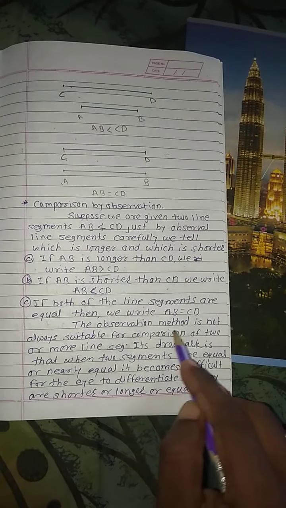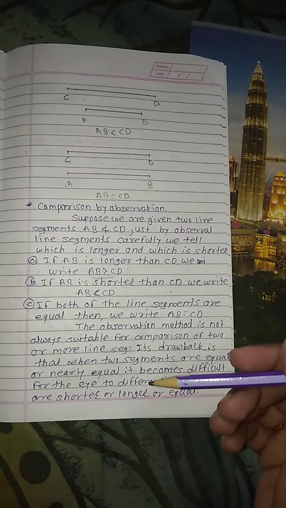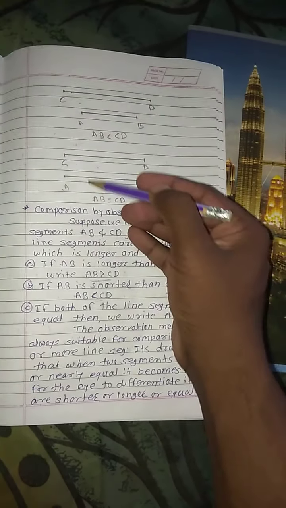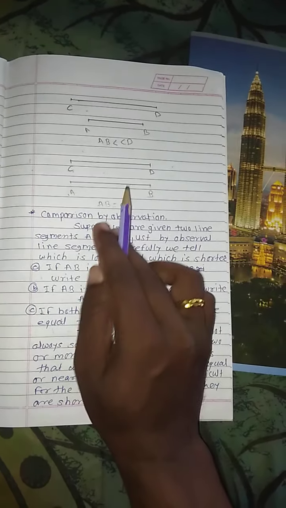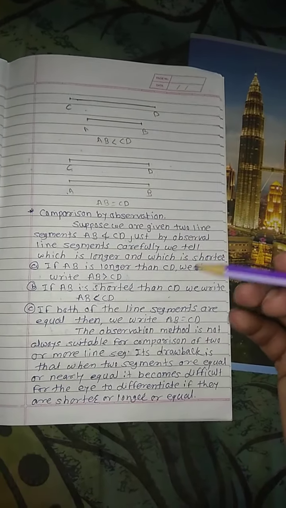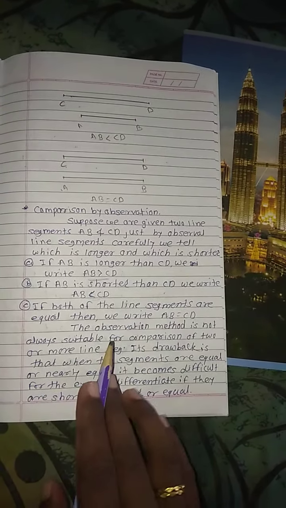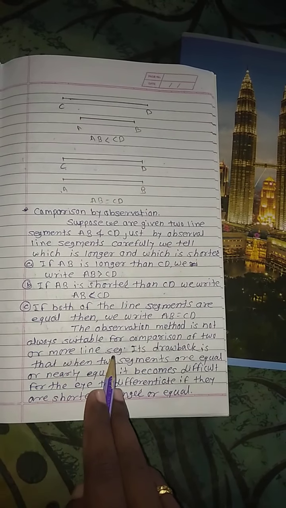The observation method is not always suitable. Why? Because if you observe two lines that look the same, but there is a small error, then we cannot say which one is bigger or smaller. Then the observation method is not suitable for the comparison of two or more line segments.